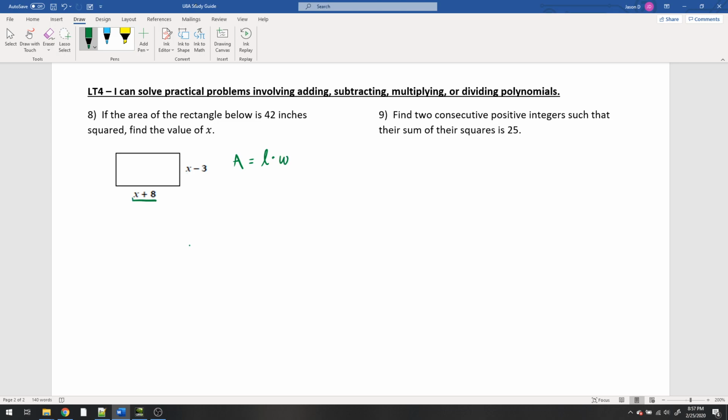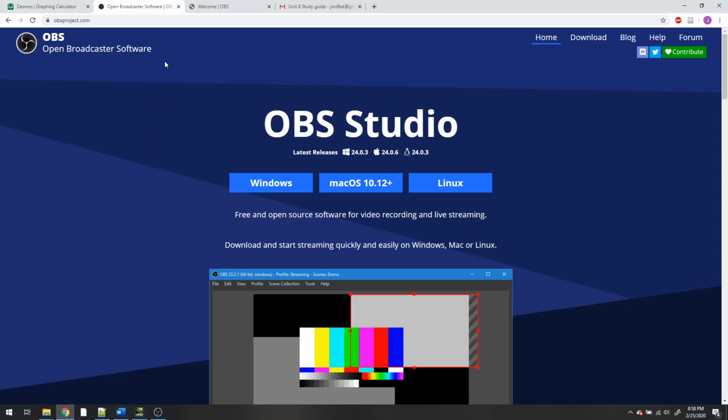And here I'm going to say the length is equal to x plus 8, and the width is x minus 3. In our setup, we're going to plug into A equals L times W, but we know that the area is 42 inches. 42 is equal to length, which is L, it's (x plus 8), and the width is x minus 3. That's all there is to the setup. We're going to go to a graphing calculator to figure out what the answer actually is.